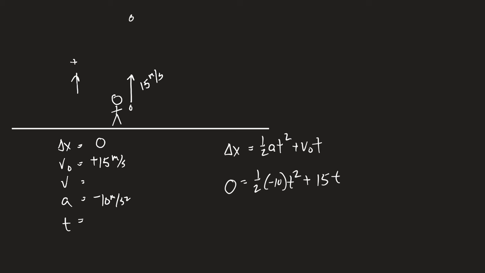You get 2 answers, though. Not a surprise that you get 2 answers. I hope you're prepared for that. First answer is 0. What's the other answer? 3 seconds, that's right. So the ball is in your hand at 0, and the ball is back in your hand 3 seconds later.